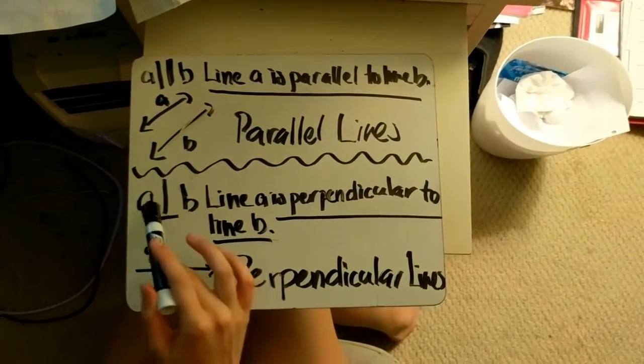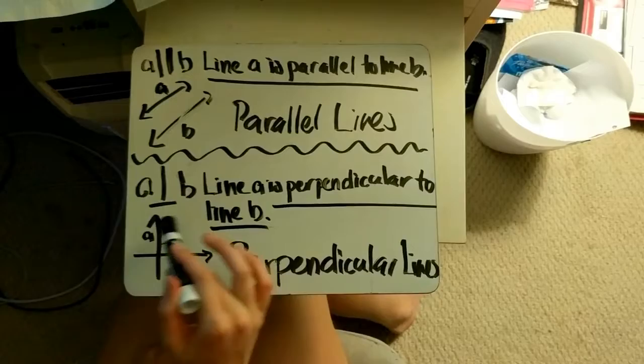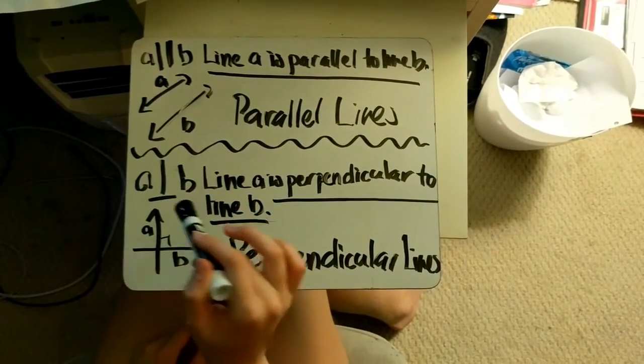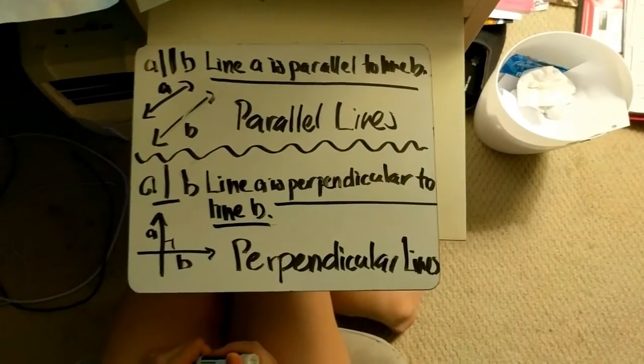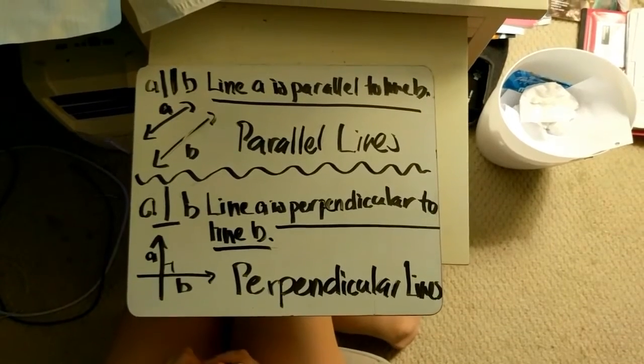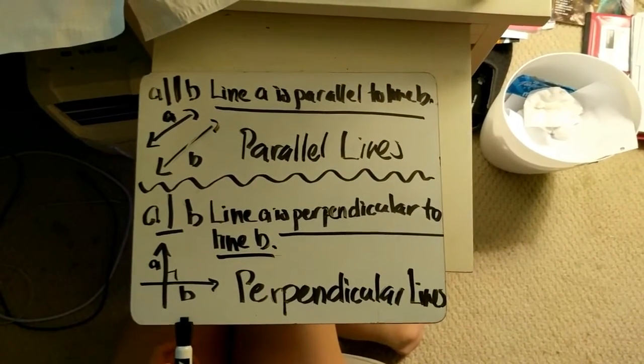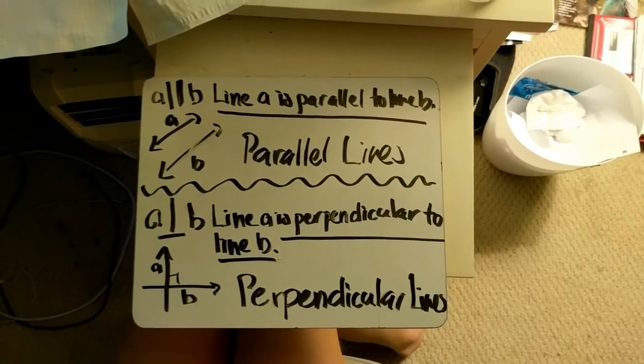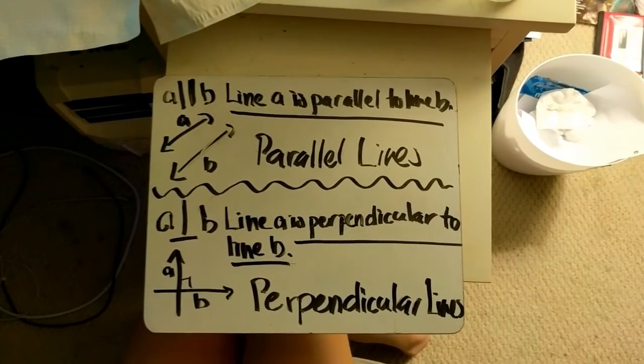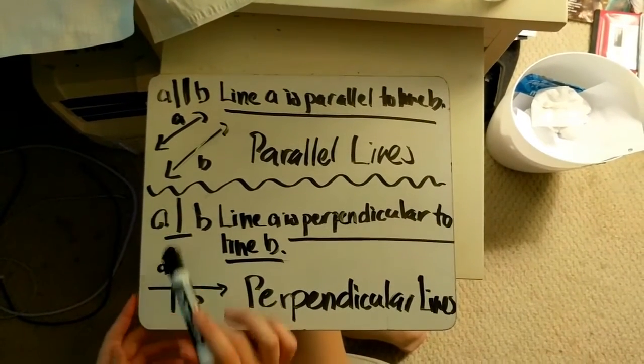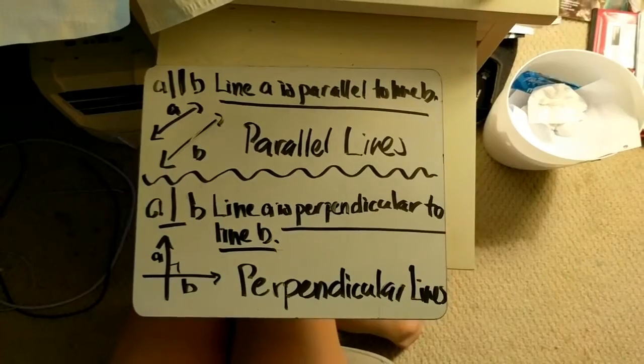Now, perpendicular lines are the complete opposite of parallel lines. Their symbol is A, then an upside down T, then B. So line A is perpendicular to line B. In a figure, this will look almost like a cross. Line A will be crossing line B.